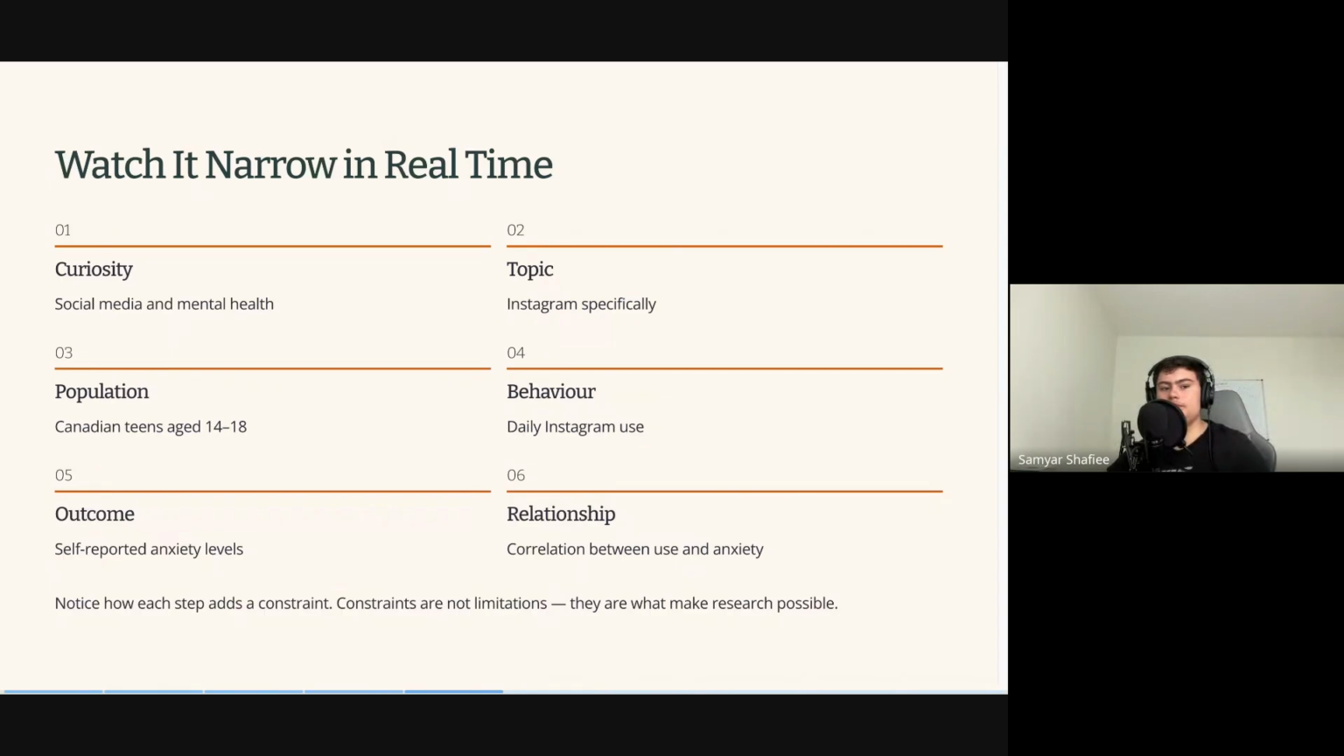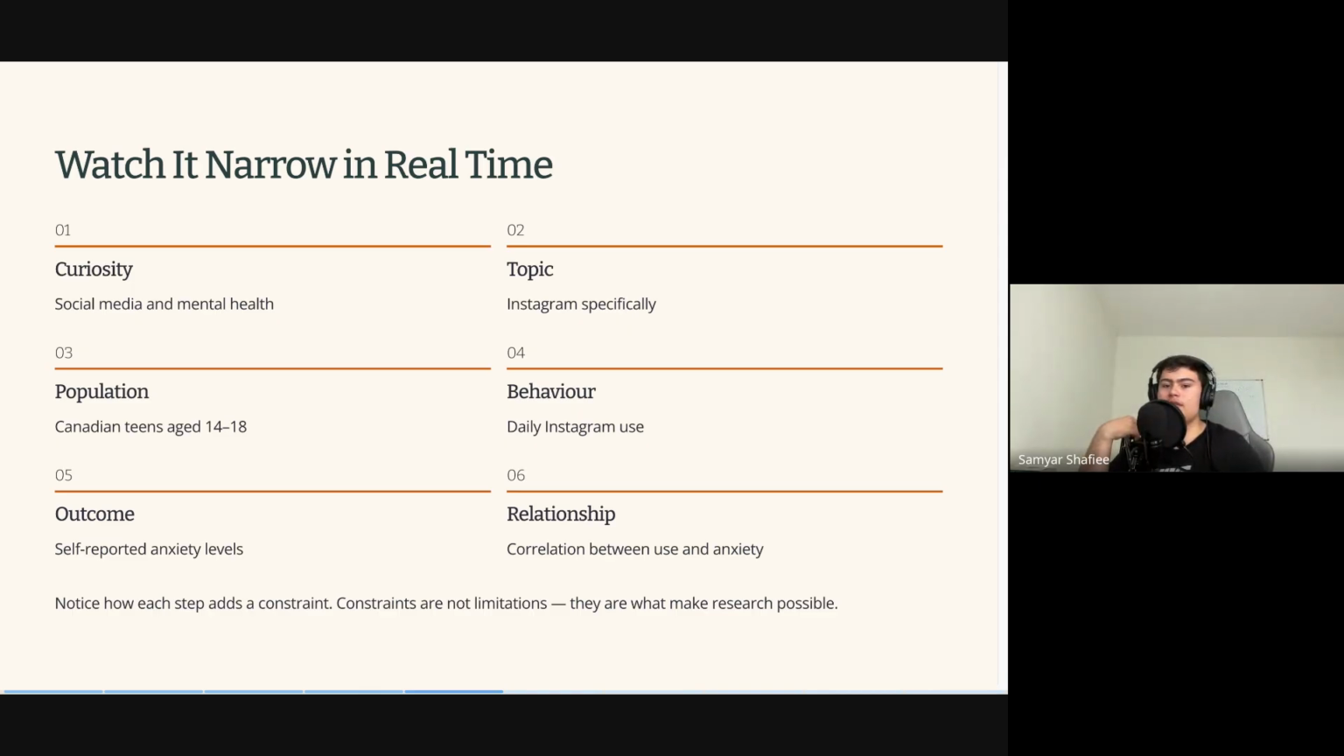Now, let's do another example here. Let's say my curiosity is social media and mental health. I want to go into how social media affects my mental health, or in general, I love to study social media.